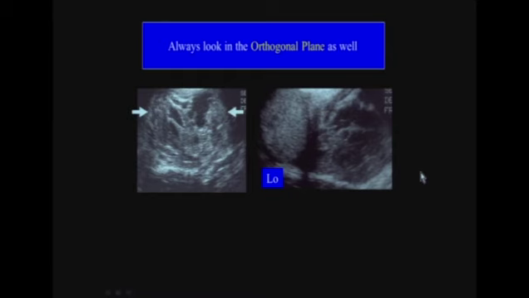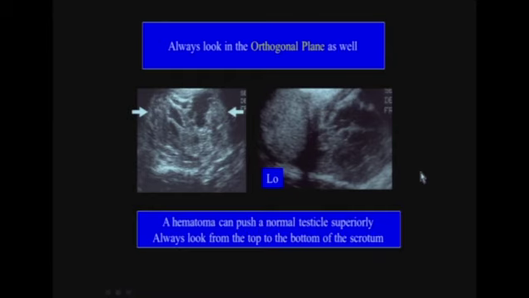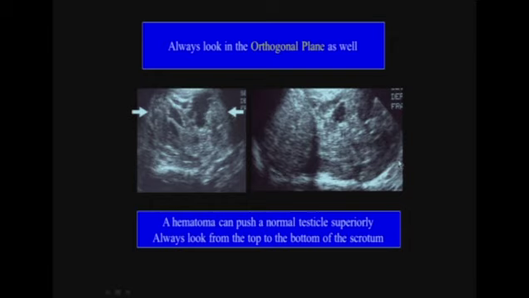So it's very fortunate that we live in a time that we can do real-time examinations of the testes, which has only been around since probably the early 1990s, when good vascular flow analysis via color Doppler allowed us to move from scintigraphy of the testes to ultrasound and color Doppler of the testes. So again, this was a hematoma that pushed the normal testicle superiorly. Always look at the scrotum from top to bottom. Another example: H stands for hematoma and T stands for testicle.